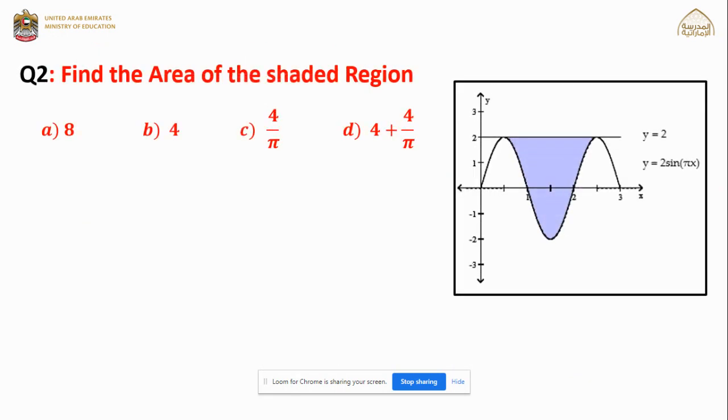Number 2. Find the area of the shaded region. If I look here to the right side, I have the shaded region, it's a blue one. It's bounded by two curves. The first one is y equals this one. And the second one is y equals 2 sine pi x.